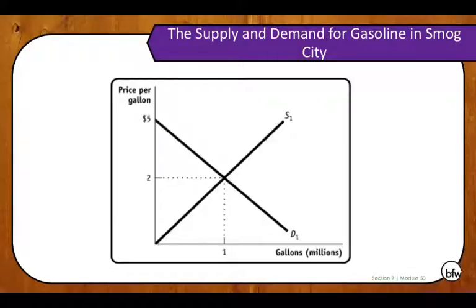So let's look at an example. Suppose the market for gasoline in Smog City is free of any taxes. The equilibrium price is $2 per gallon, and 1 million gallons are sold every day. The market for gasoline in Smog City is drawn here. For the sake of convenience, the supply curve begins at the origin.